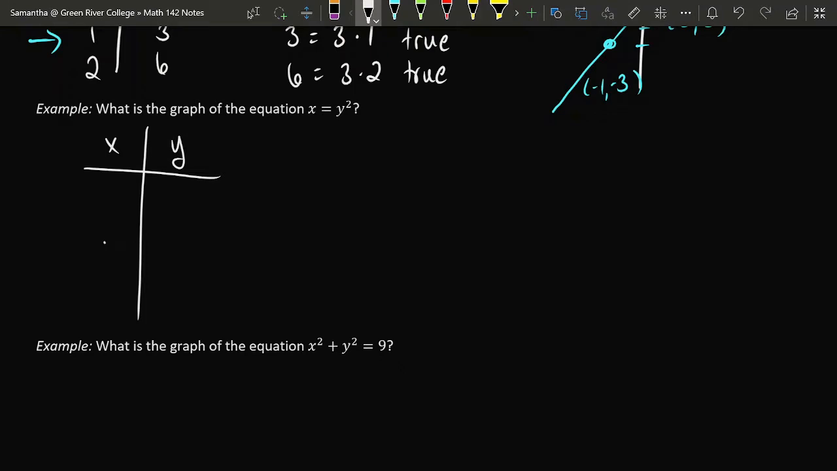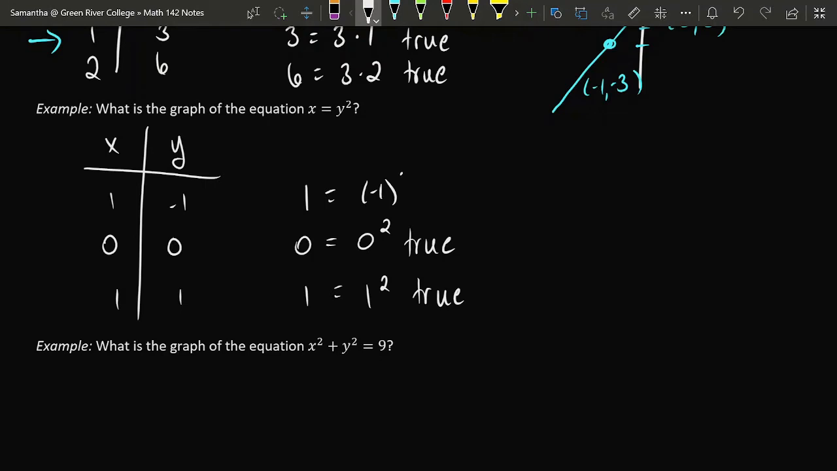Well, one possibility, for example, is if x and y are both equal to 0, then x equals 0 and y squared would equal 0, so that would result in a true statement. If x and y are both 1, and I plug in 1 for x and 1 for y, then 1 does equal 1 squared, and this is a true statement. Likewise, if x was 1 and y was -1, 1 is equal to what you get if you square the number -1.